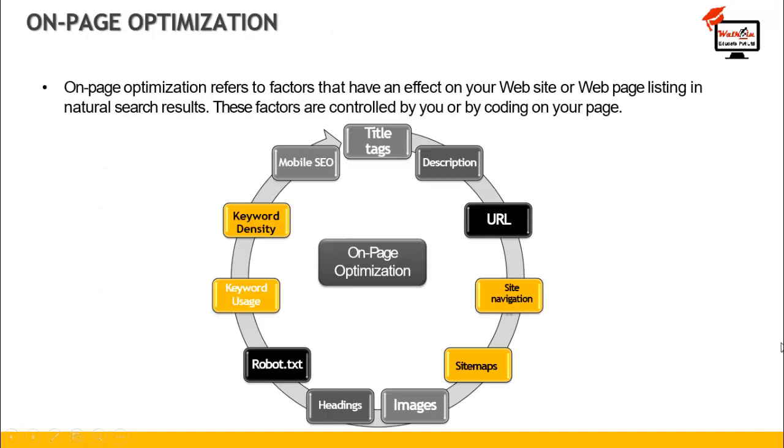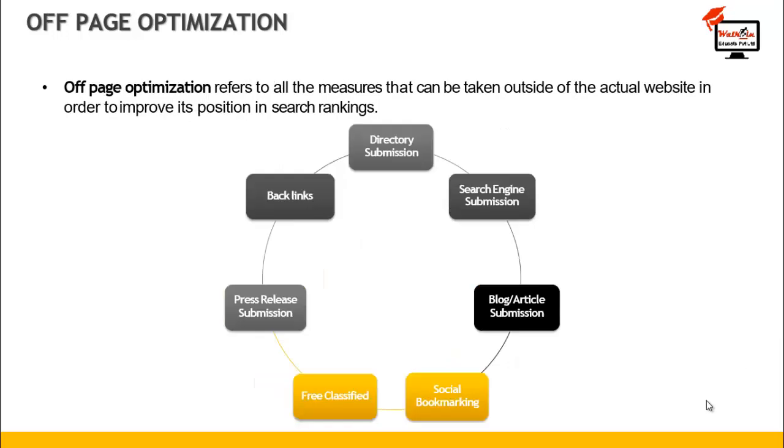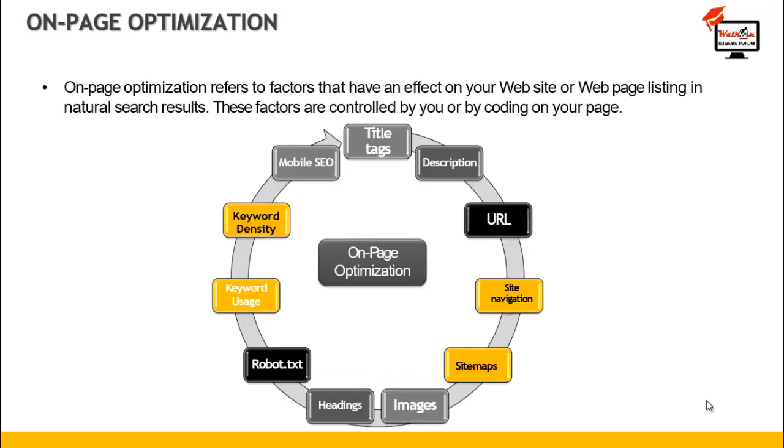After that, when we are doing SEO, we have two types of search engine optimization. The first one is on page optimization and the second one is off page optimization. First we will see what on page optimization is.